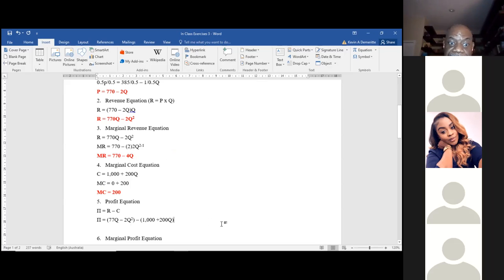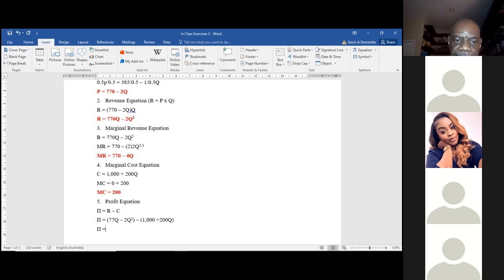Our revenue is 770 minus 4Q. Oh, no. Yes, our revenue is 770Q minus 2Q squared. And our cost, where's my cost function? My cost function is here, 1,000 plus 200Q. So if profit is revenue minus cost, here's my revenue equation, here's my cost equation. So shall I remove my brackets?